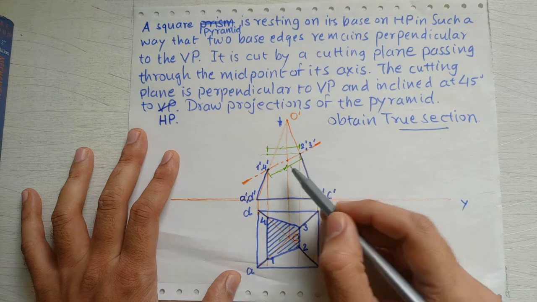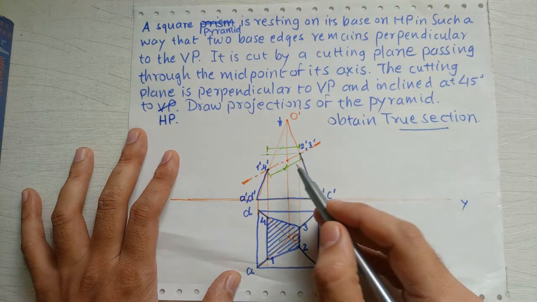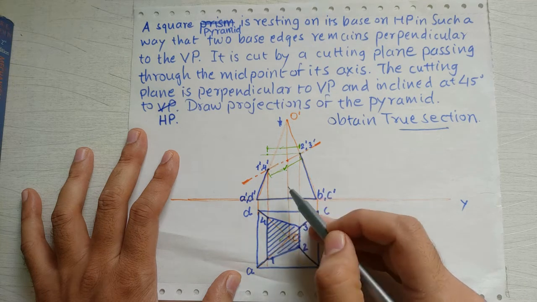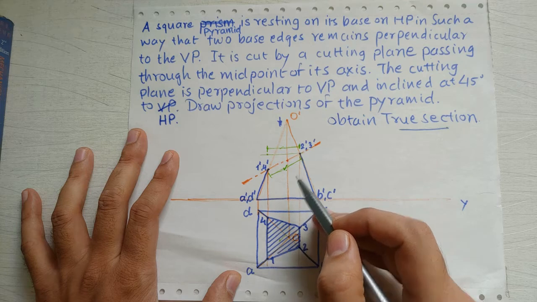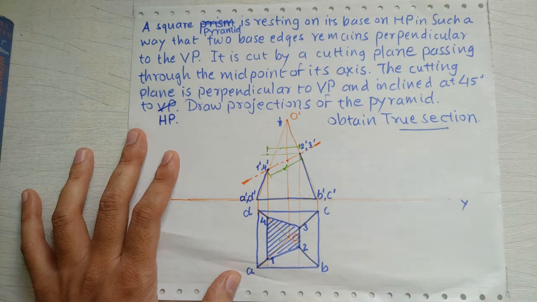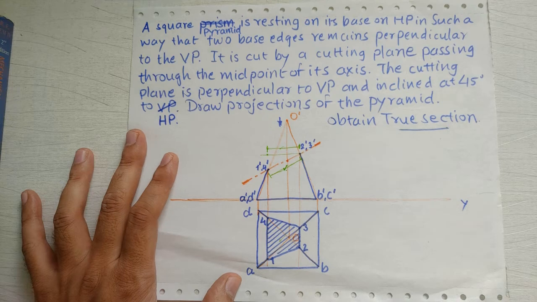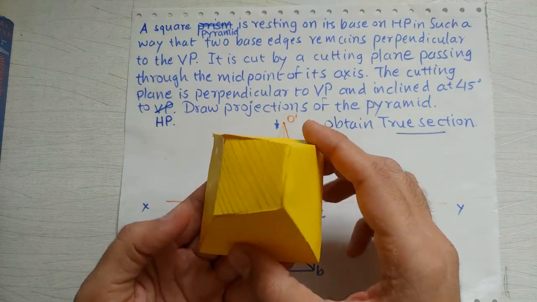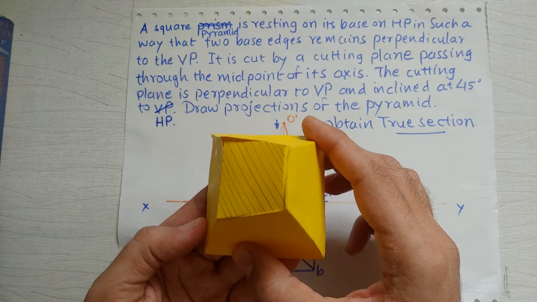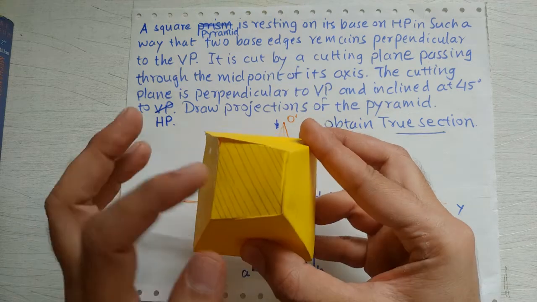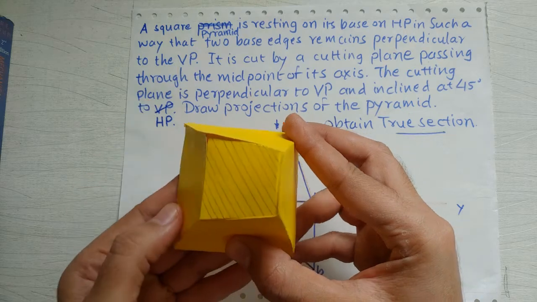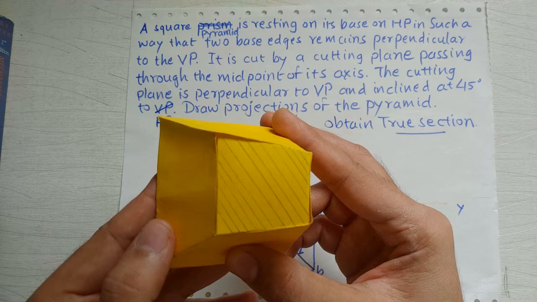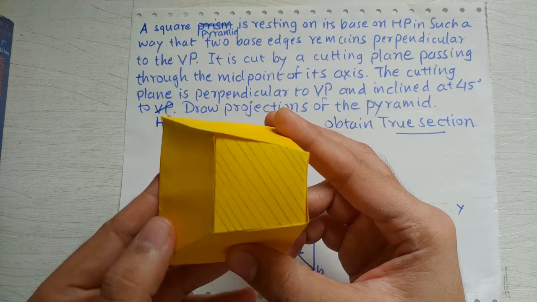Very simple logic behind this is that when you look at the section from perpendicular direction, you will be able to see the true section, isn't it? So here if I put the model in front of you again, when the pyramid is resting on HP, you will not see the true section. But if I make this section perpendicular to your eyesight like this, then you will be able to see the true size.